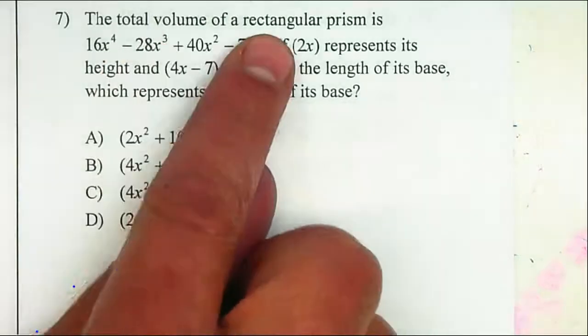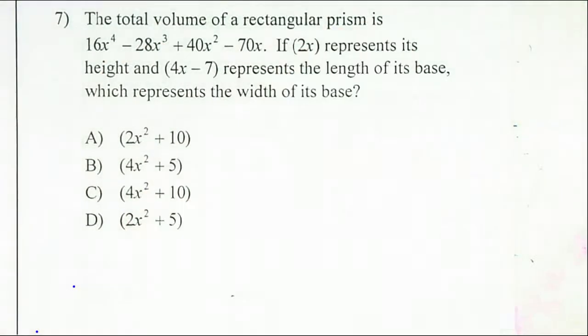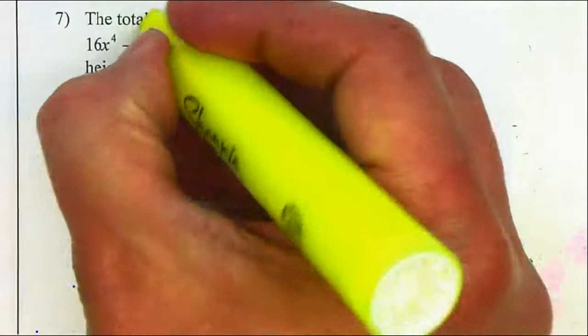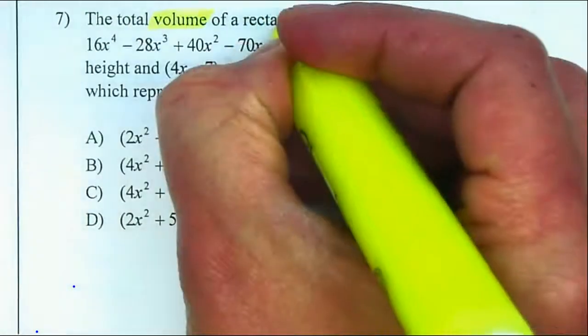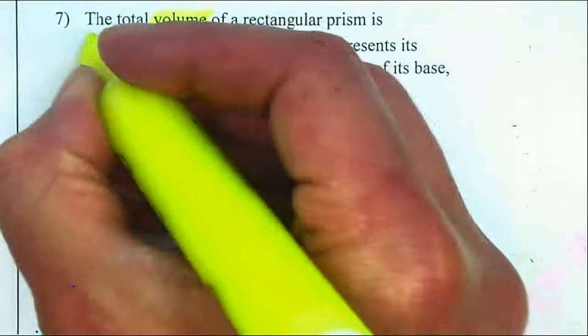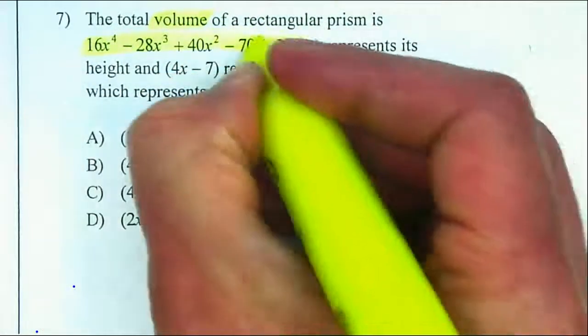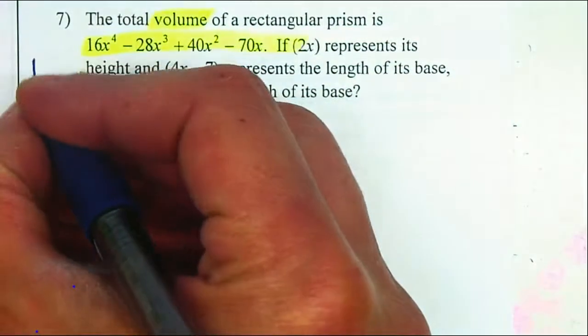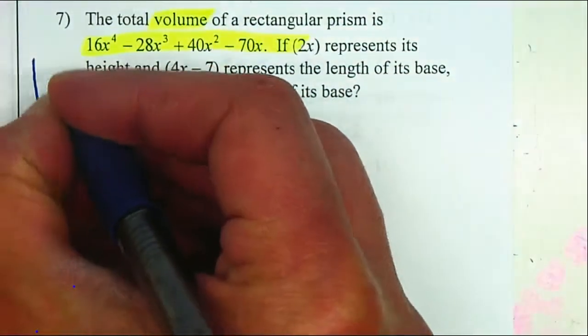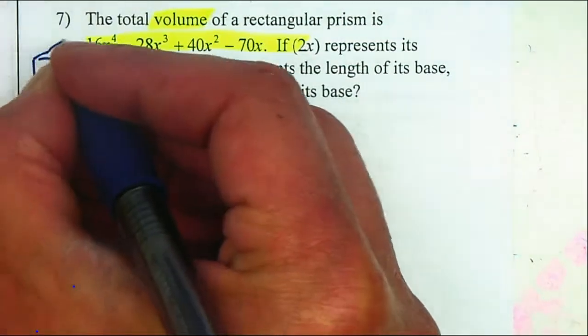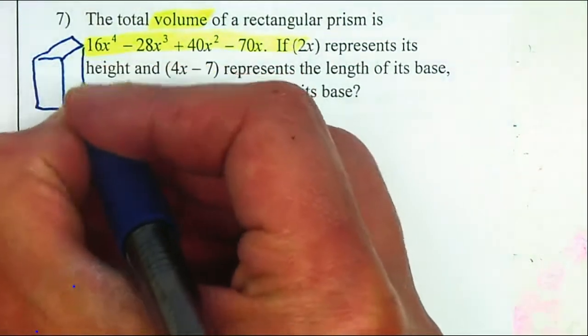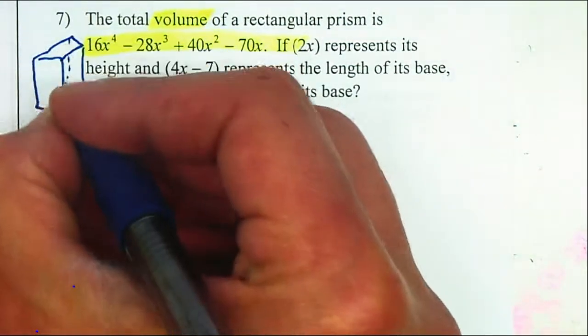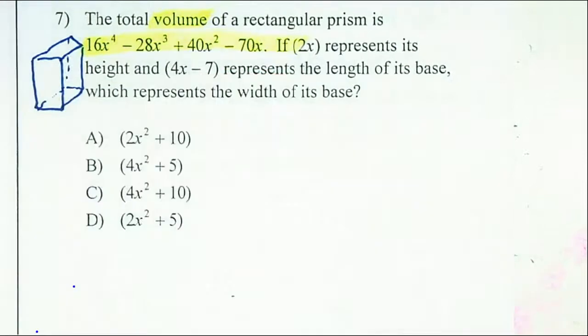The total volume of a rectangular prism is given to you. Of course, all of you guys know what a rectangular prism is, correct? So just a rectangular prism will be something like this. In this case, I'll draw a rectangular prism.